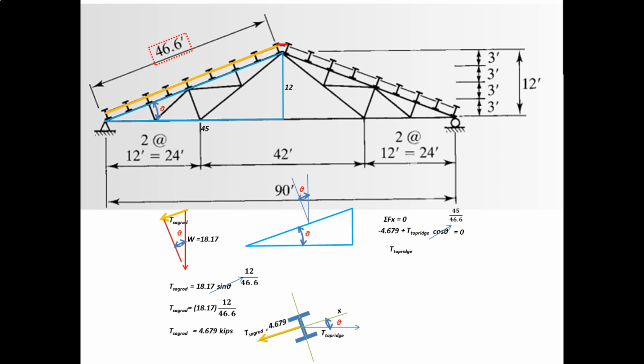Solving for the T top ridge, we have 4.679 transposed to the other side. Of course, this will just be inverted, 46.6 over 45. So therefore, the top ridge tensile force will be equal to 4.845 kips. So in here, our concern is the forces on the T top ridge and the sag rod.